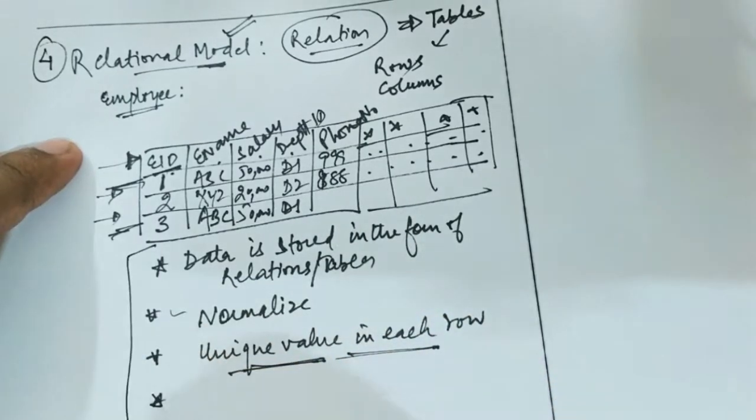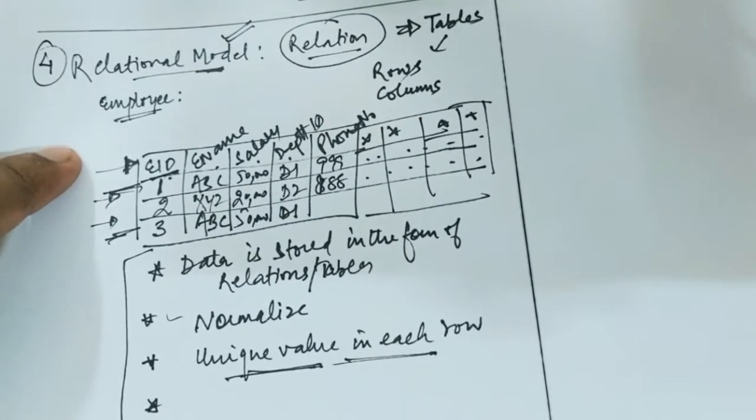So basically these are the highlights of the relational model, and if you get a question in theory, you can easily answer that.